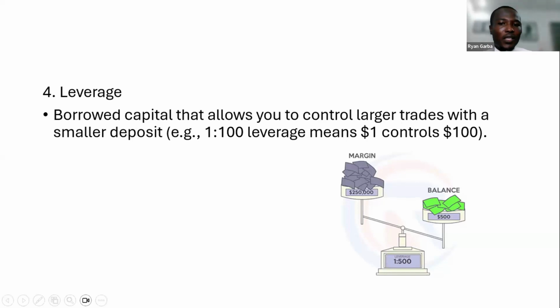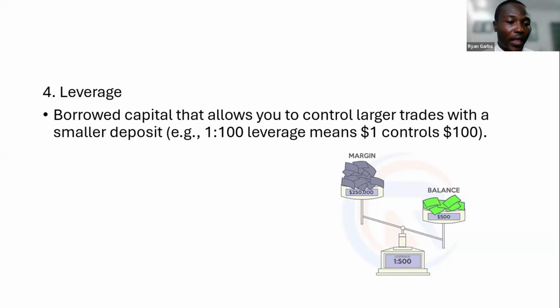So it even explains itself. And an example is even here, 1:100 leverage means $1 controls $100, okay? So leverage helps you to gain more funds. It multiplies your funds in Forex trading. We always need leverage, okay?